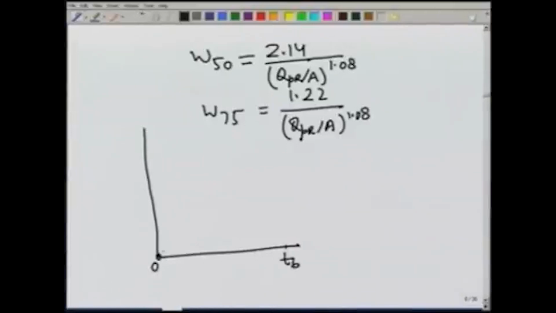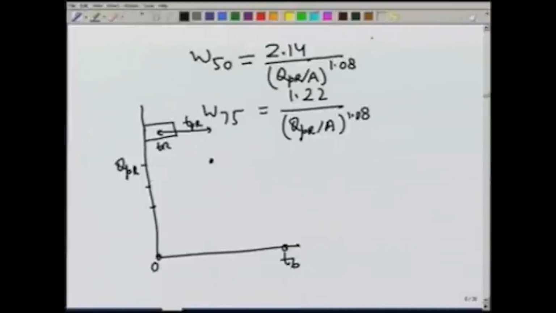So, we have a point here 0, point here TB, we have QPR for the required duration of rainfall, and we also know TPR. So, the peak point is known, the base is known. At 50% and 75%, we also know what is the width of the unit hydrograph.